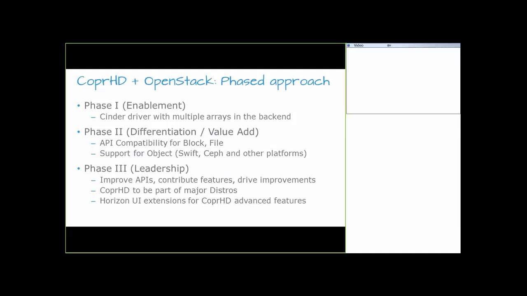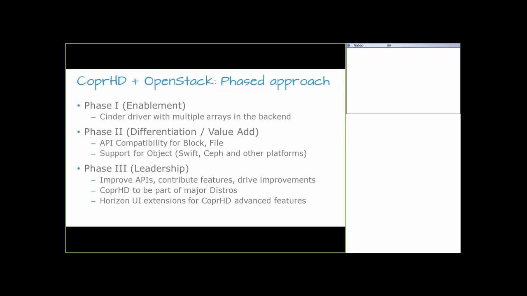Now, the phased approach, this is what we want to do. In phase 1, we did the Cinder driver. In phase 2, we want to implement the API compatibility. We also want to add support for object platforms. That is the other discussion we have, right? For the API, whatever I did for block, the same thing can be done for file. For object, we need to add support for an object platform.